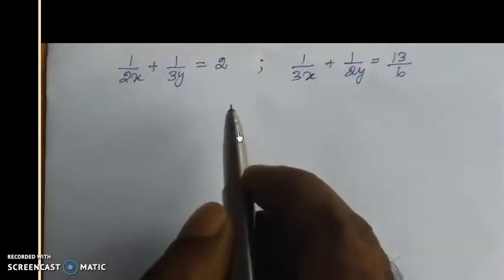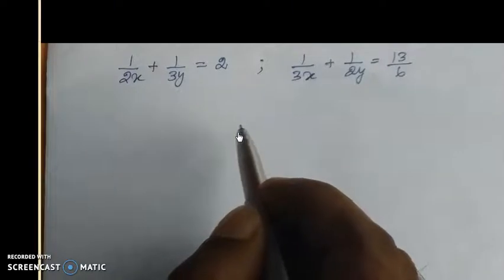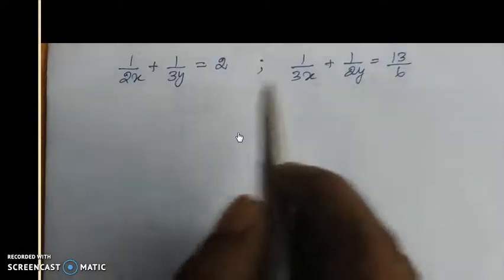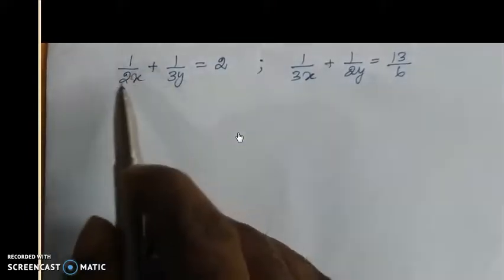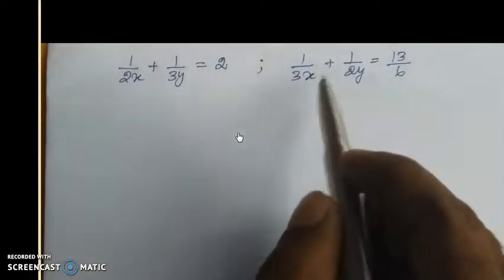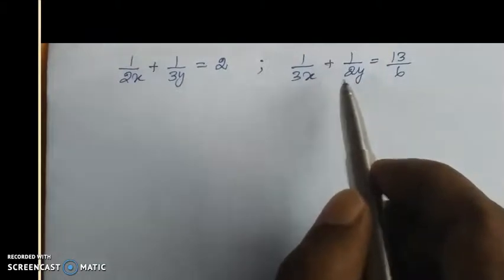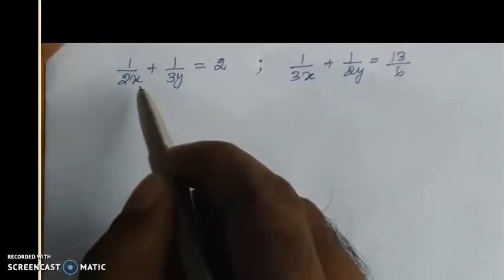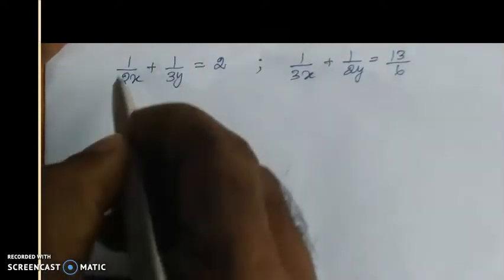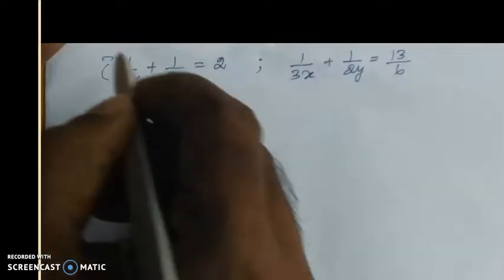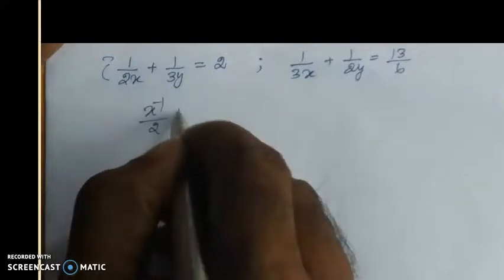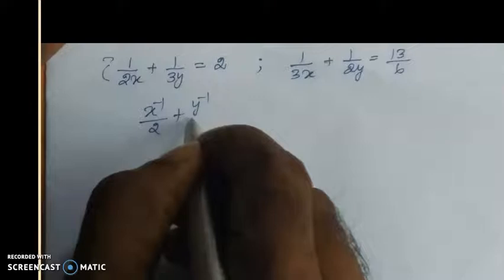Look at the equations here. What is the difference between this and the previous sums? Here the variables lie in the denominator of each of the terms, right? Here in 1 by 2x, x lies in the denominator, similarly here y lies in the denominator, and similarly in this equation also. So when you transpose this variable into the numerator, what will happen? It will become x to the power minus 1 divided by 2. Similarly this one, y to the power minus 1 divided by 3 equal to 2.